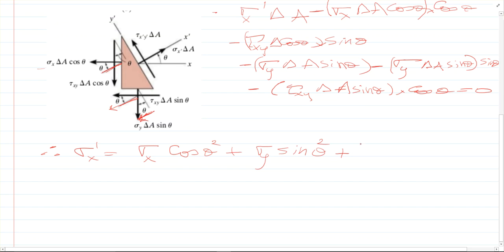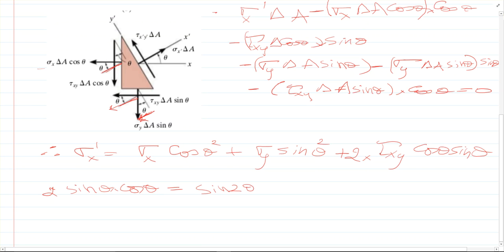And then we have plus, if you notice, tau xy cos theta times sine theta, and tau xy sine theta times cos theta, so they are equal. So let's just put 2 times tau xy cos theta sine theta. Okay, so the new stress equals all stresses times their angles. Now we can simplify this a little bit more if you remember some trig relationships. If you remember, 2 sine theta times cos theta is nothing but sine 2 theta.